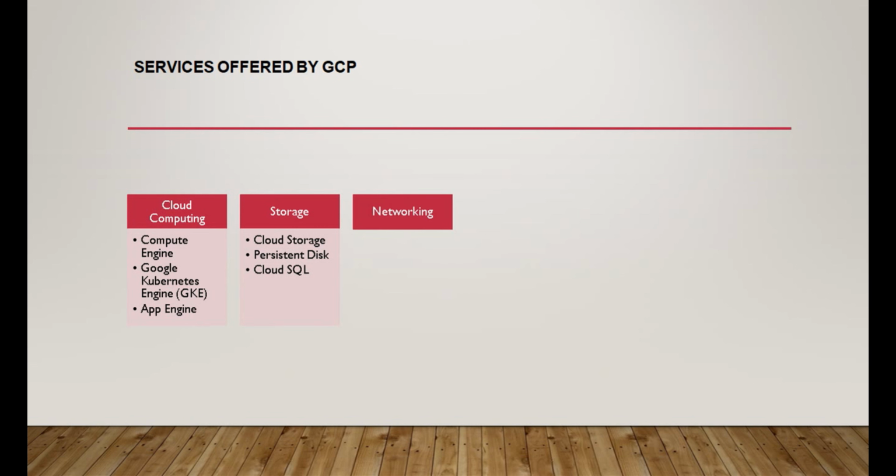Next comes networking. So VPC, as per AWS VPC, it's the same over here. It allows you to run applications inside a private network, providing more control and security for your infrastructure. Cloud load balancing ensures your application traffic is distributed evenly across multiple instances, helping your app stay fast and responsive. Cloud CDN caches content and delivers it from the closest edge location to users, speeding up delivery and reducing load time.